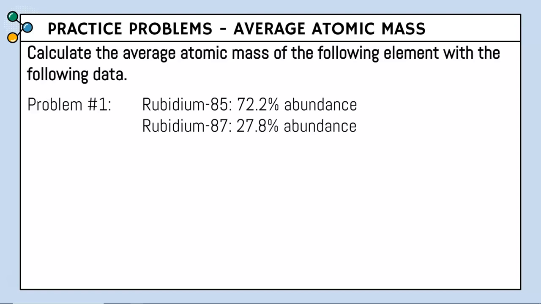So the first thing we're going to do is start with our first isotope, and we're going to start with the mass of it. The mass of rubidium is 85. So we're going to start with 85.